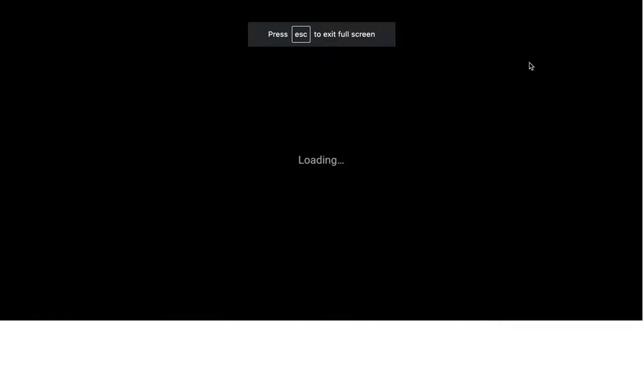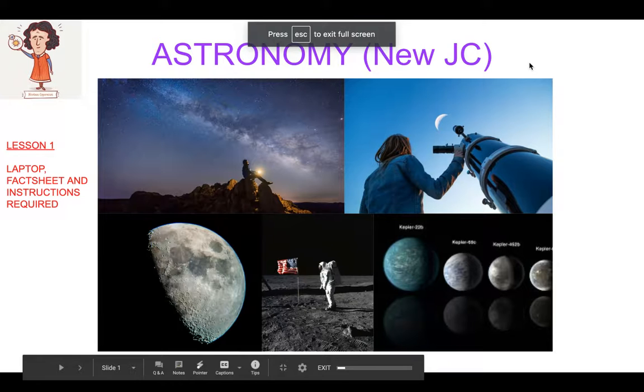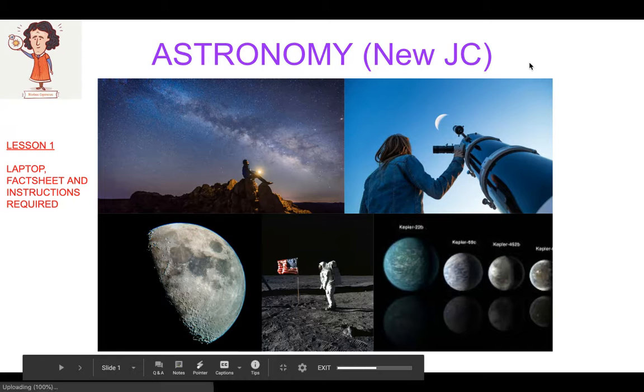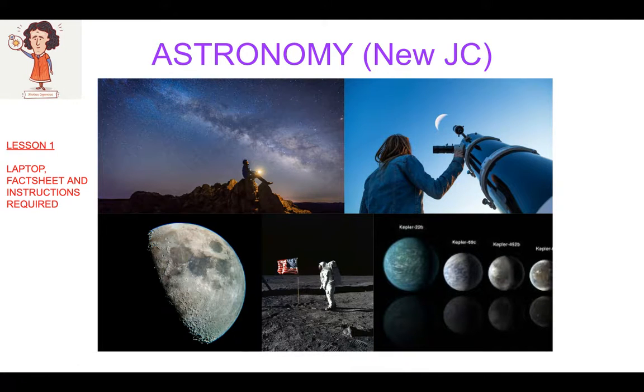This is a revision lesson on astronomy. Okay, so I promised you guys that I would have a look here at astronomy that you did all the way back in first year. And we're going to focus here on a few different aspects today.